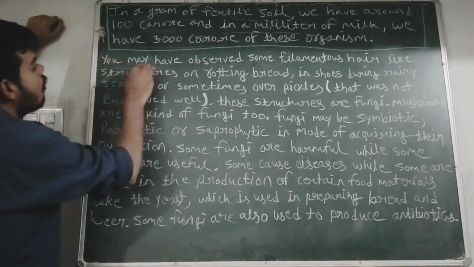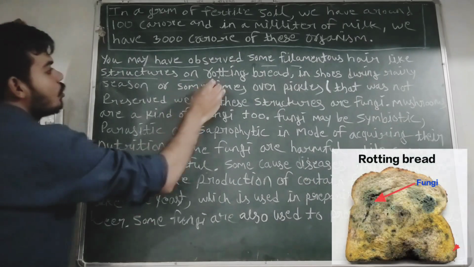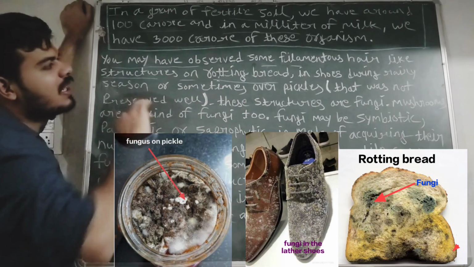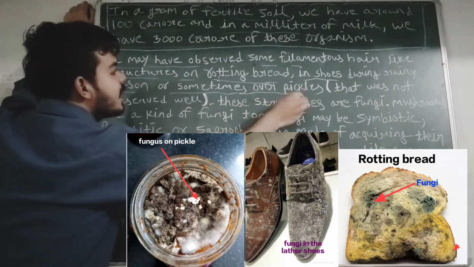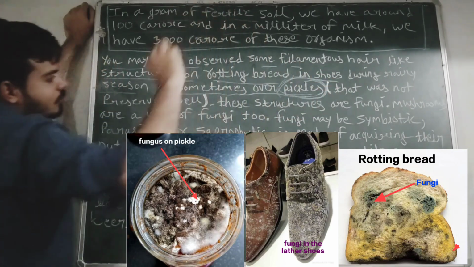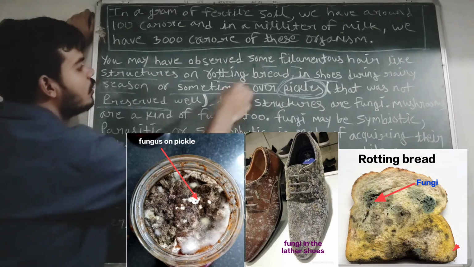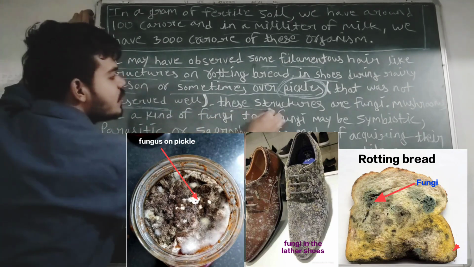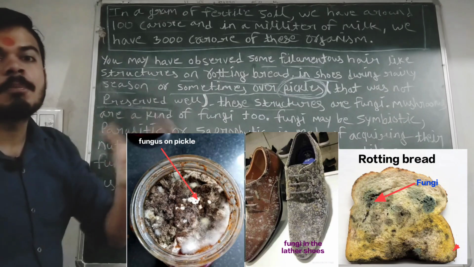Okay, you may have observed some filament-like structures on rotting bread. You saw some filamentous hair on rotting bread, in shoes during the rainy season, or sometimes on pickle. Pickle is very common. All of you have pickles in your home, and if you do not preserve them well, you see some filamentous hair on the pickles. Okay students, these structures are fungi. In Hindi we call them phaphund.